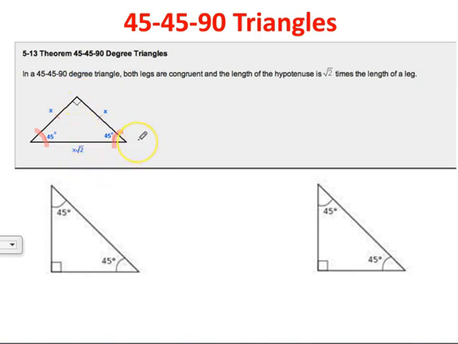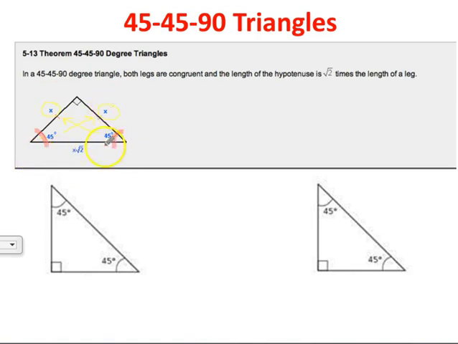Well, guess what? There's a pretty cool pattern that occurs when you have these angle measurements. Directly across from your two 45-degree angles, the side lengths are going to be the same. So if this side length was 10, then this side length would have to be 10. These two side lengths of the triangle will always be equal. If this says 20, this side has to be 20.